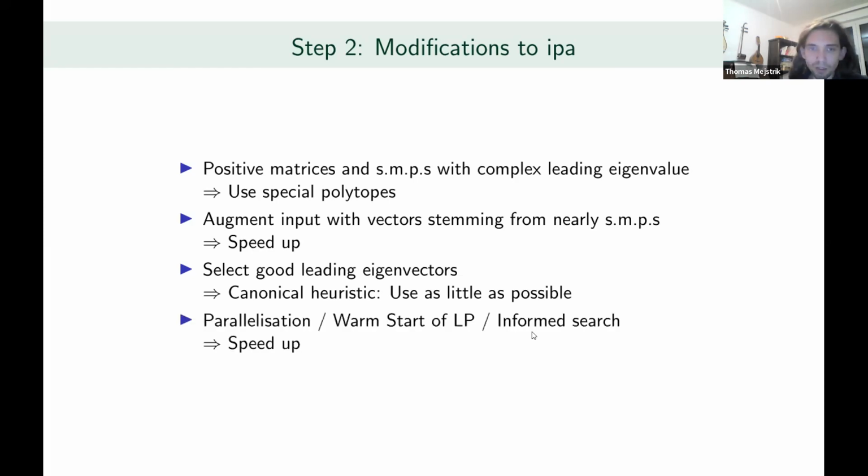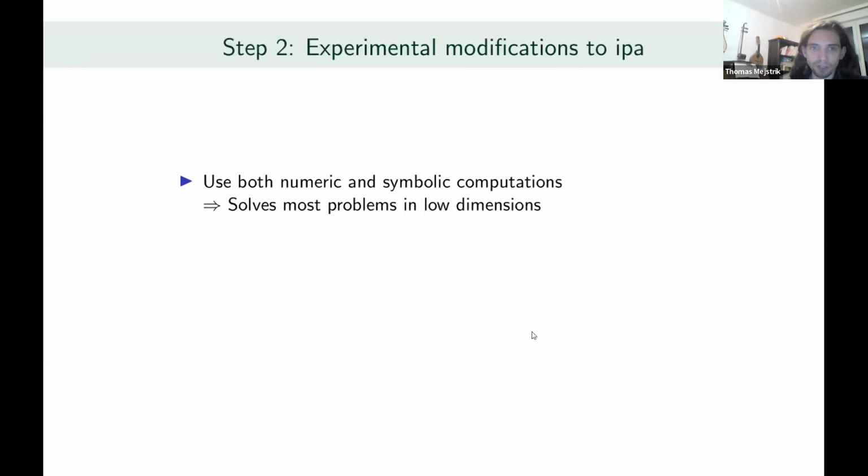And then, of course, the algorithm can be parallelized. We can guess solutions of subproblems we need to solve, and also do some informed search in the tree. So in the example, we did a breadth-first search, first all products of length 1, then all products of length 2, then all products of length 3. By changing this, the algorithm is also much faster.